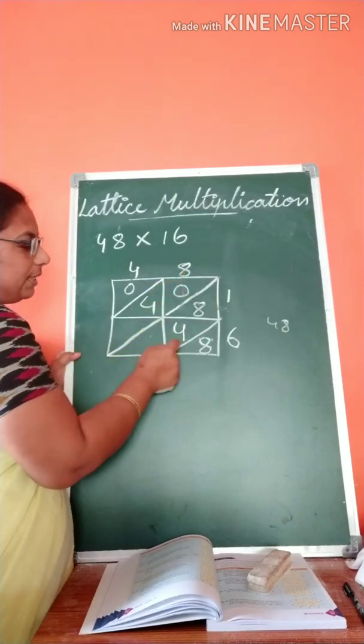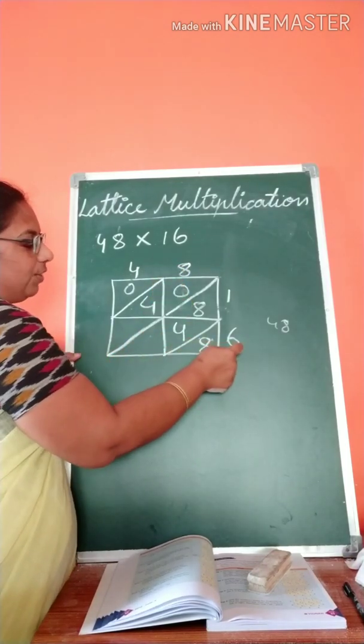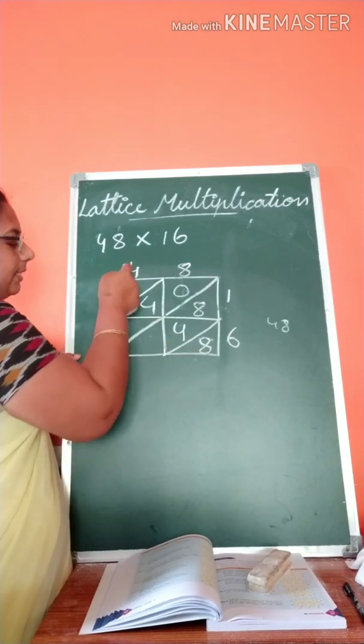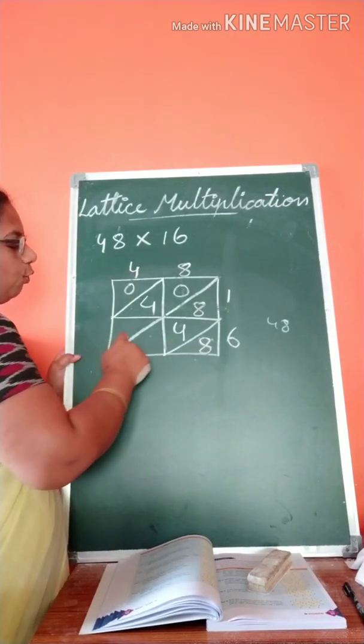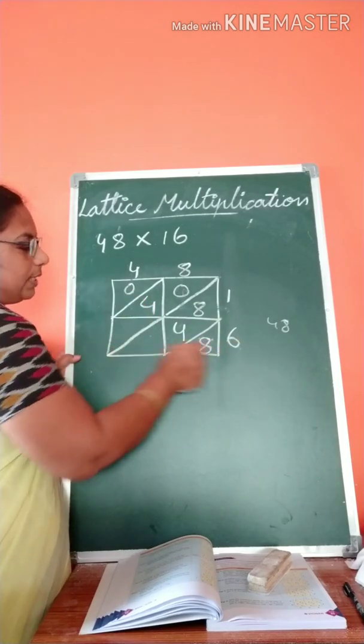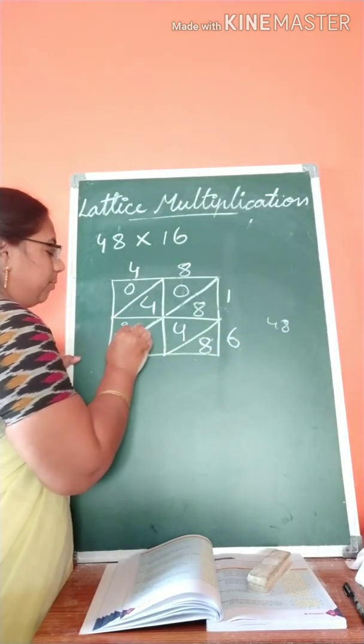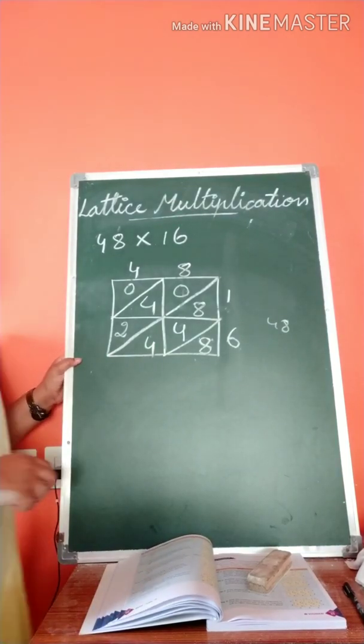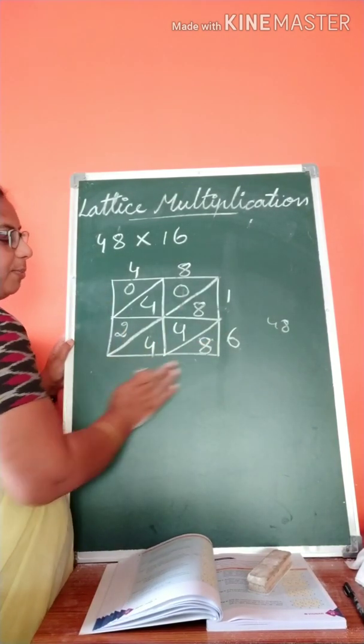Understood children? 8 6s are, sorry, 8 6s are 48. 4 8 can be written as 48, like this. Next, coming to the last box, it is 4 into 6. 4 6s are 24 and it can be written like this. 24. Now, the multiplication is completed.